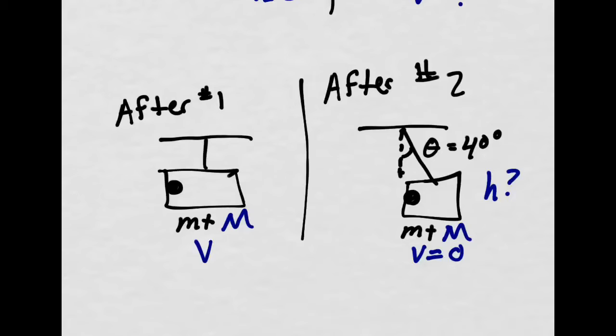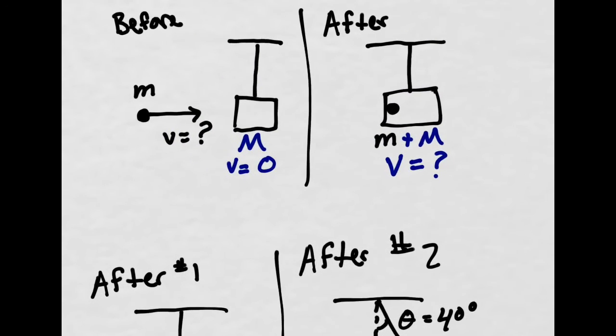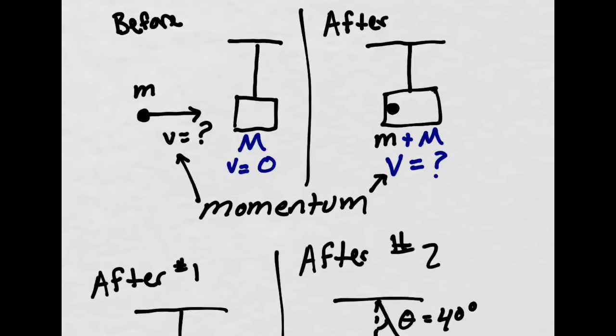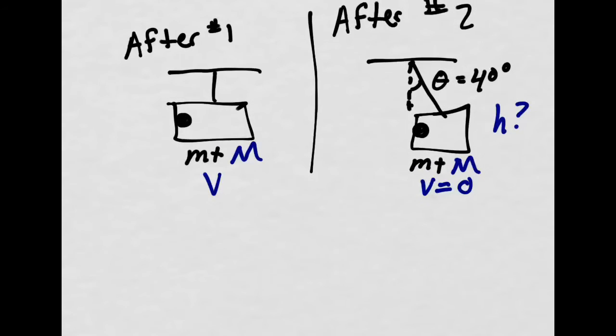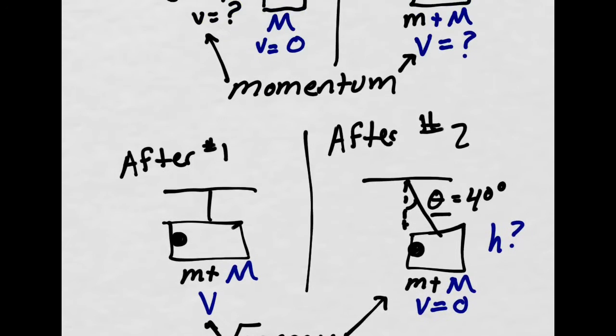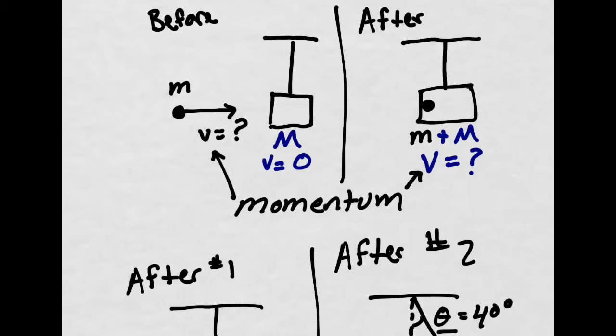So this is a two-step process. One, we have to use momentum here to find the velocity, big V, in terms of little v, or blue V in terms of black v. And then we have to use energy conservation here to relate theta to blue V.